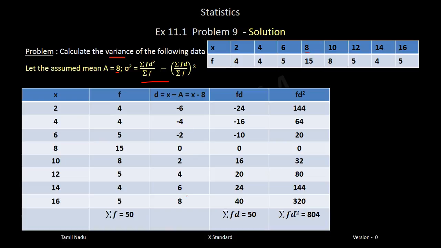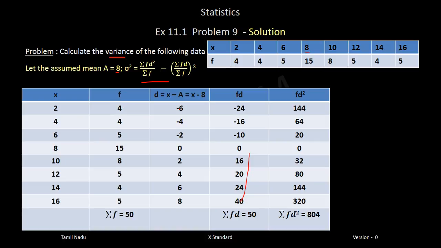Once you fill up this column, then you need to do fd. So 4 into minus 6, that is minus 24. 4 into minus 4 is minus 16. 5 into minus 2 is minus 10. Similarly, you multiply these two column elements and write it out here, that is fd. Fill it up for the remaining elements. Next, we need to do fd square.